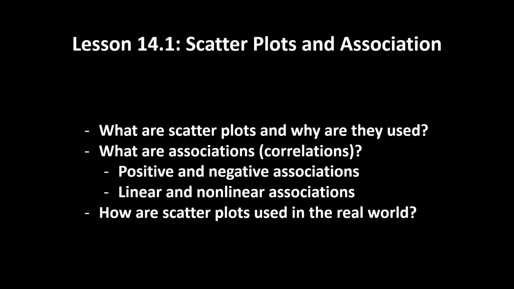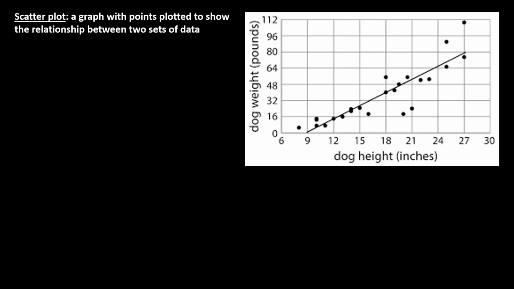We're also going to be taking a look at how scatter plots are used in the real world, and they are used a lot. So let's get into it. A scatter plot, as you see on the right, is a graph with points plotted to show the relationship between two sets of data. So you have a bunch of data points in this graph, and we are looking at the relationship between the height of a dog in inches and the weight of the dog in pounds.